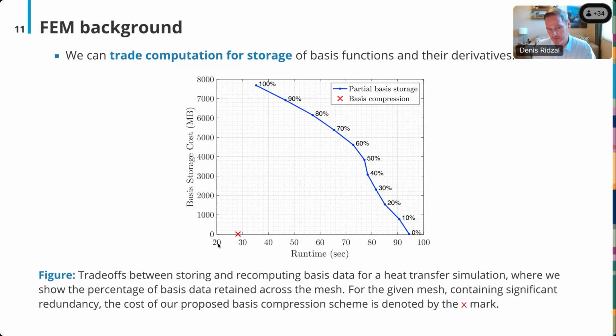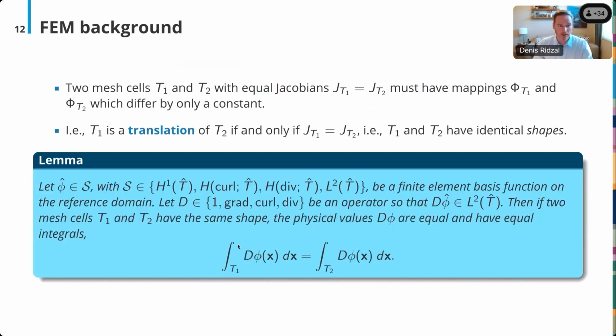So this is the motivation for the work. All right. Now, for this part of the talk, the basic concept will be just that of cell identity. And so two mesh cells, T1 and T2, with equal Jacobians, must have mappings phi T1 and phi T2, which differ by a constant. So only a translation is allowed if you want to have them equal. And we say that then these cells have identical shapes.